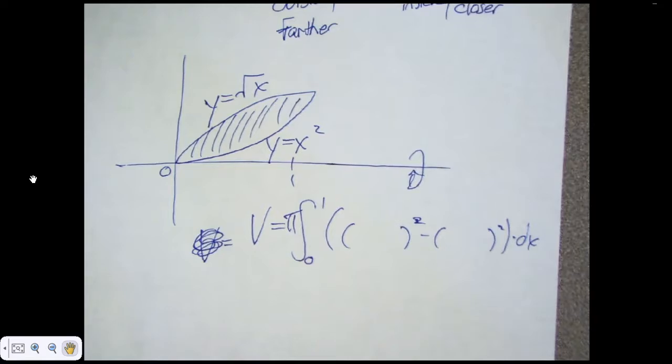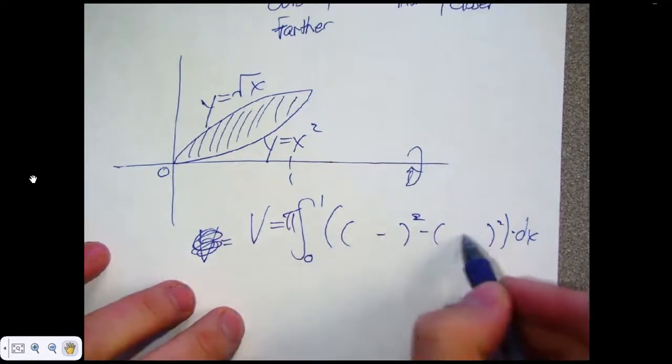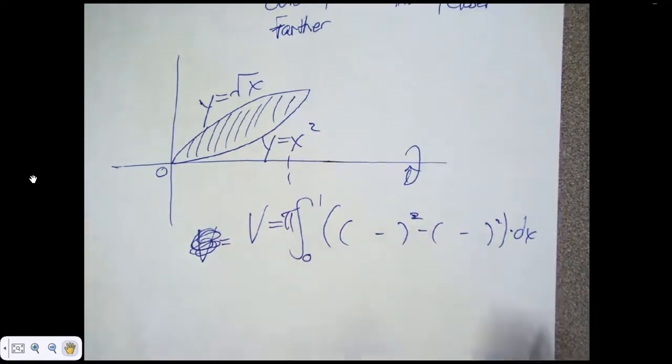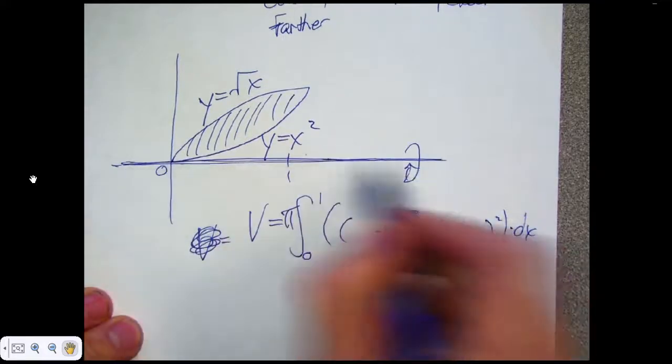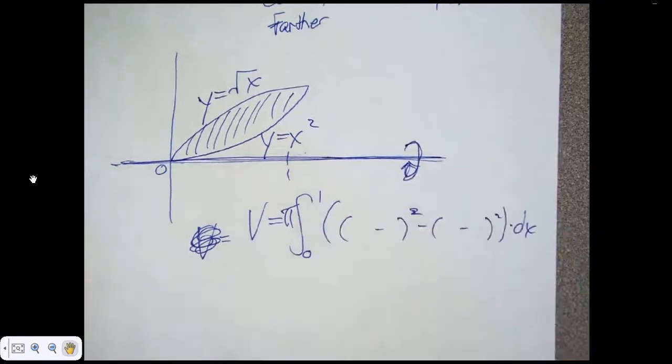And so here's the question I ask myself on every one of these. I can put the minus in there too. I'm revolving this one around the x-axis. Which equation is on the outside of my shape? Which equation is further away from where I'm revolving? Those are the same question. If I rotate that around the x-axis, which equation is on the outside?